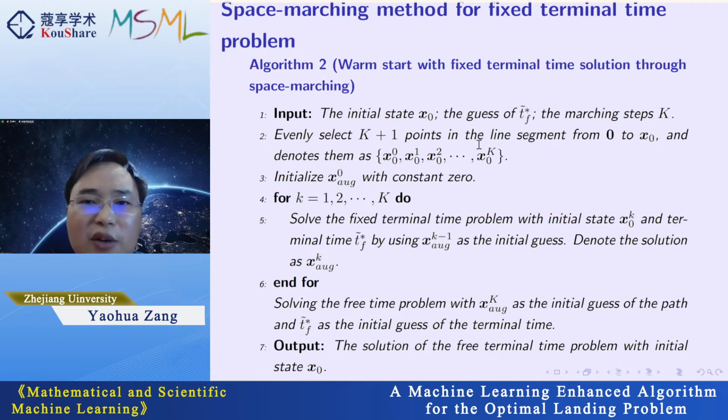Based on the space matching method, we propose algorithm 2 to solve the free terminal time problem. This algorithm is called the warm start with the fixed terminal time solution through space matching. The basic idea behind this algorithm is that we first use the space matching method to solve the fixed terminal time problem. Then we use the solution of the fixed terminal time problem as the initial guess for solving the free terminal time problem.